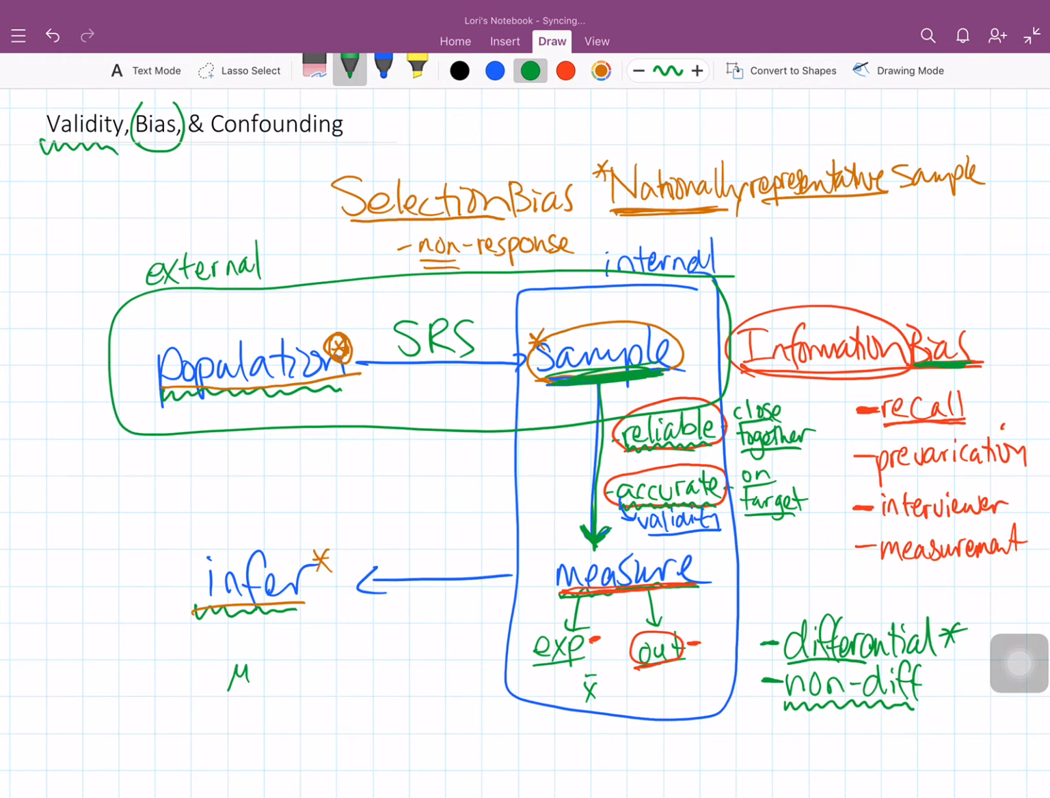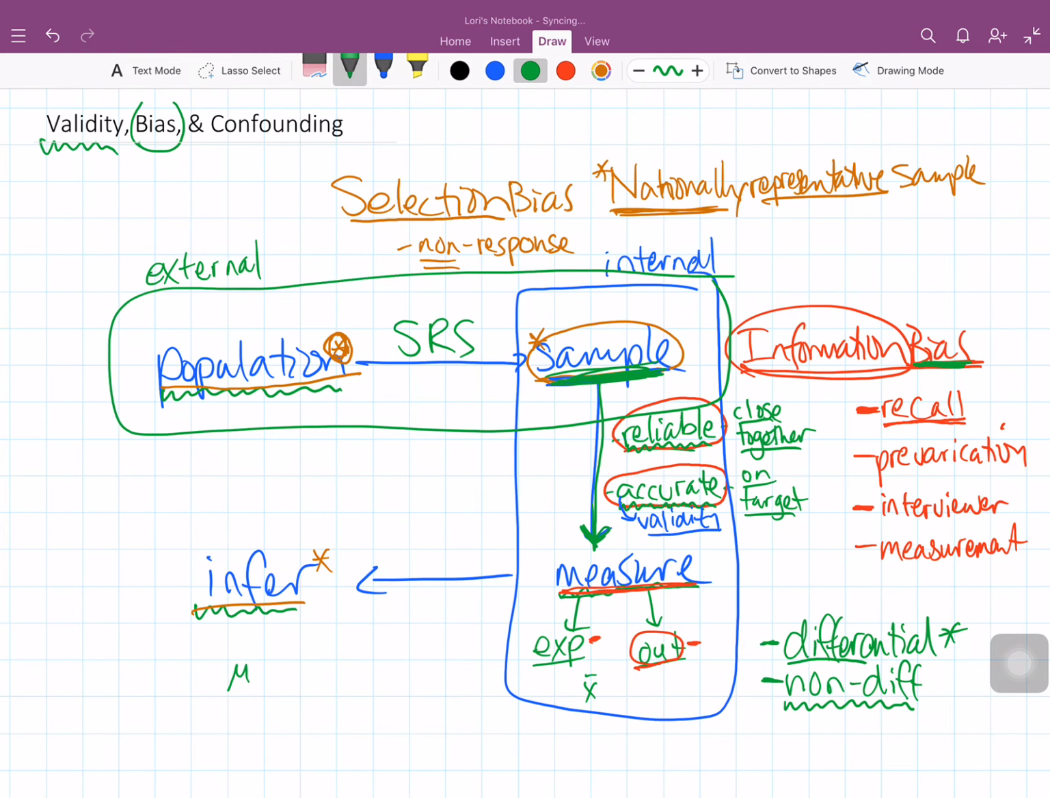Because if the only people we can generalize to are those 10 or 15 or 100 people in our particular sample, then that doesn't help us know something about somebody else that maybe wasn't part of our study. We want to be able to generalize our findings to more people. So that's what external validity is, and validity has a very specific meaning in epidemiology.